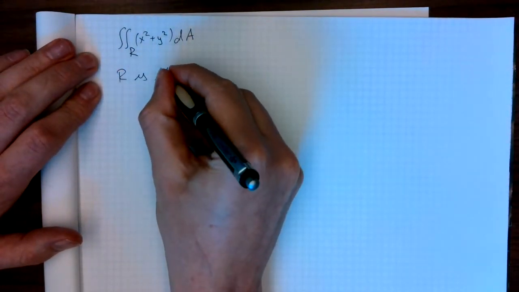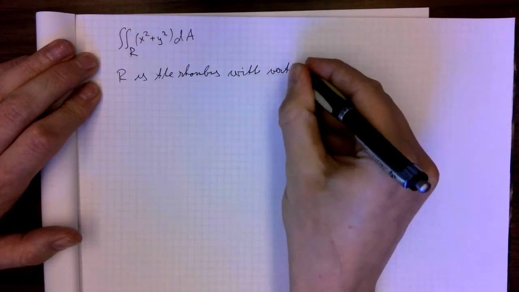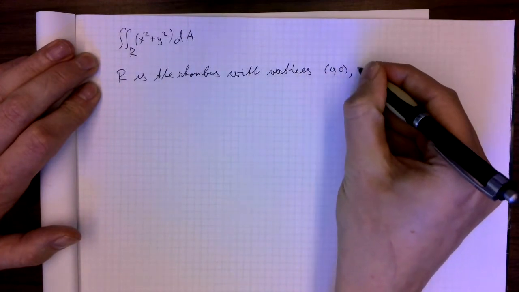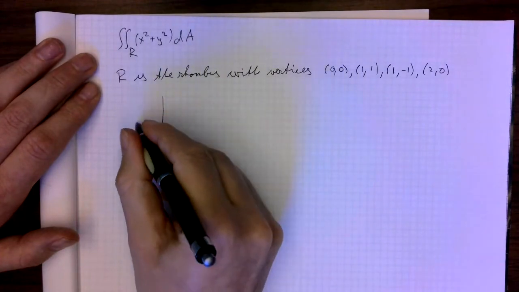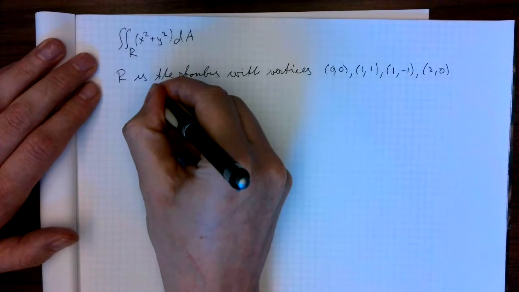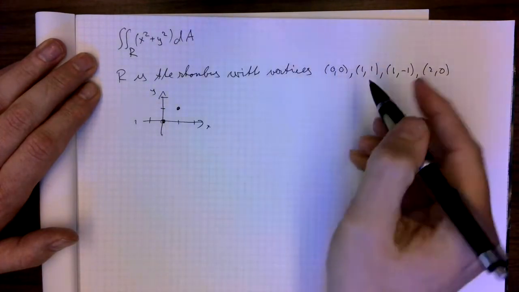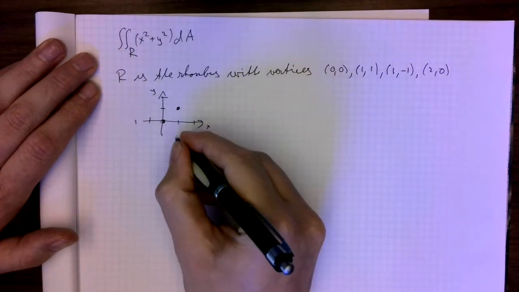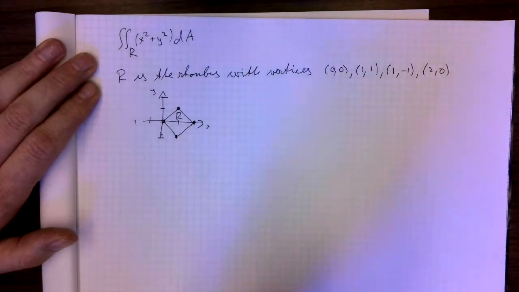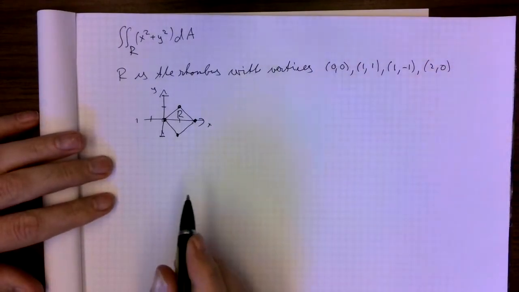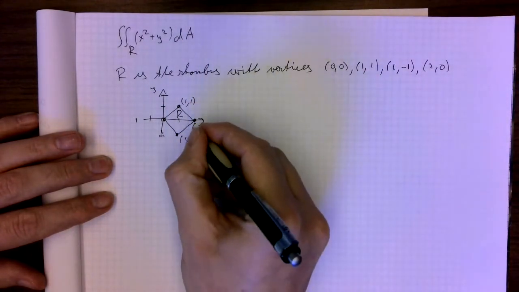and R is the rhombus with vertices. I'm going to have the origin 0, 0, 1, 1, 1, minus 1, and 2, 0. Right. So let's draw R. So we have 0, 0. We have 1, 1. That's this point. Then we have 1, negative 1. That's right here, and 2, 0. So it's this. This is R, right? This guy over here.